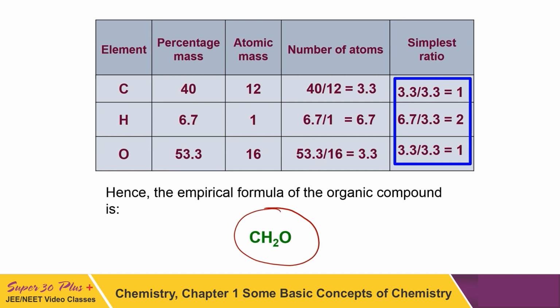So one more time, the first column is element, then the percentage mass, then atomic mass. When you fill these columns, then what do you do? You calculate the number of atoms. How do you calculate the number of atoms? You divide the percentage mass by the atomic mass. Then you will get some figures, and then you take the lowest common factor and get the simplest possible ratio. And that simplest ratio will be equal to the empirical formula of the compound. So this is how you will get the empirical formula of the compound in the given question.